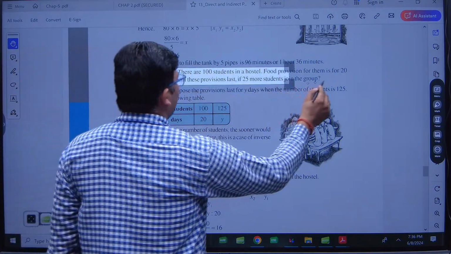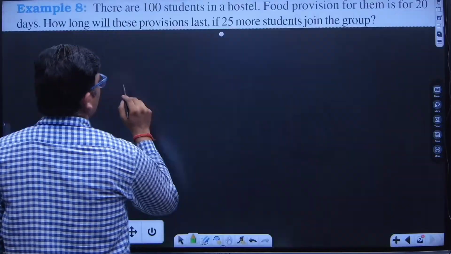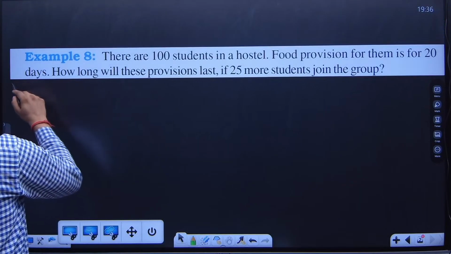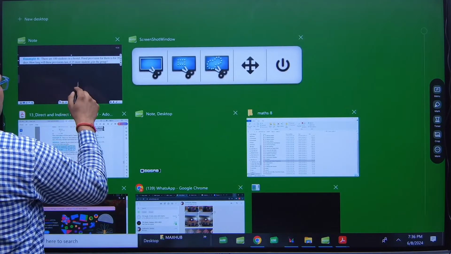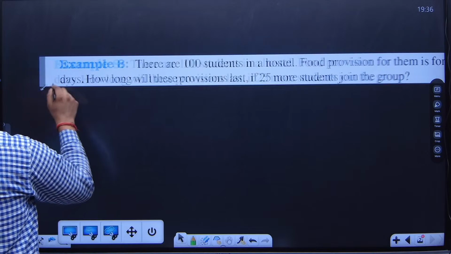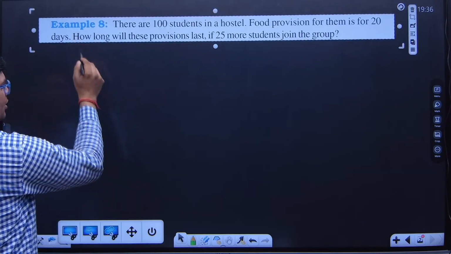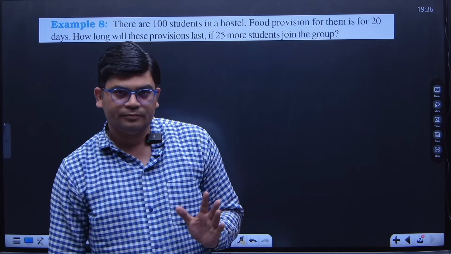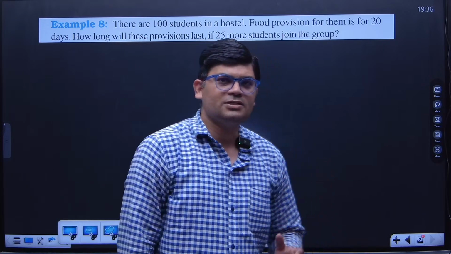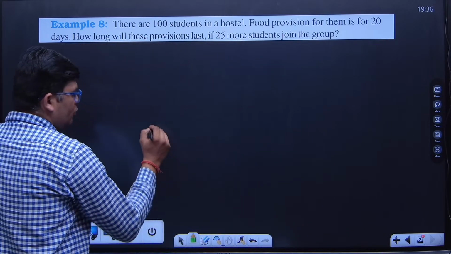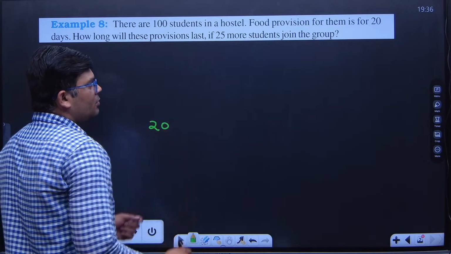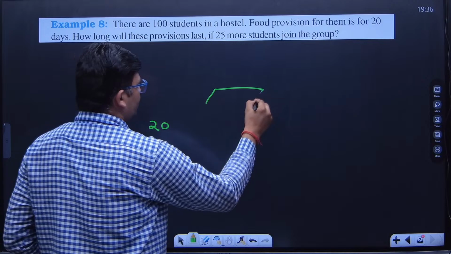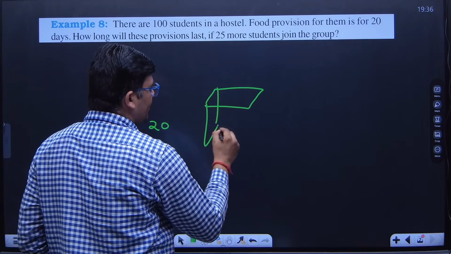So there are 100 students in a hostel. Food provision for them is for 20 days. So that means you have to understand like this. 100 students, suppose a student takes 3 meals per day. So how many meals might they be having? Suppose 20 meals. So the meal for one day, suppose there is a big box in which the ration has been kept.